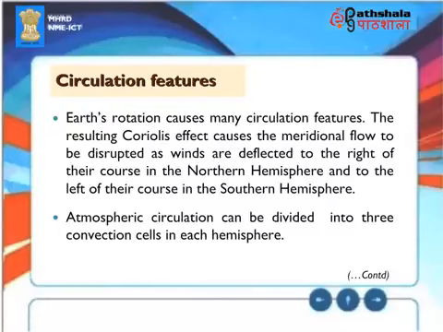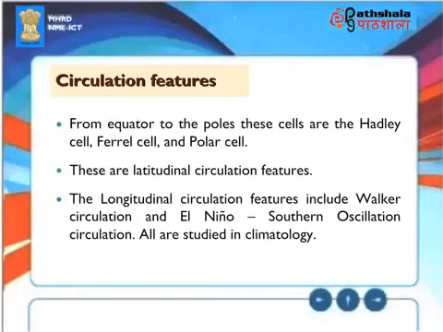Circulation features. Earth's rotation causes many circulation features. The resulting Coriolis effect causes the meridional flow to be disrupted as winds are deflected to the right of their course in the northern hemisphere and to the left of their course in the southern hemisphere. Atmospheric circulation can be divided into 3 convection cells in each hemisphere. From equator to the poles, these cells are the Hadley cell, Ferrel cell, and polar cell.